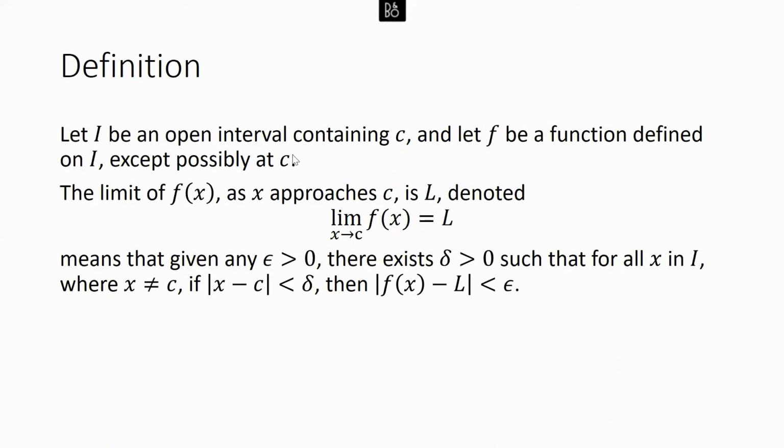In the last video, we saw this definition. The limit of f of x as x approaches c is L, denoted like this, means that given any epsilon greater than 0, there exists a delta greater than 0, such that for all x in some interval, x not equal to c, as long as the absolute value of x minus c is less than delta, then the absolute value of f of x minus L is going to be less than epsilon.